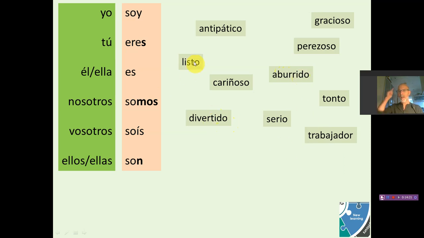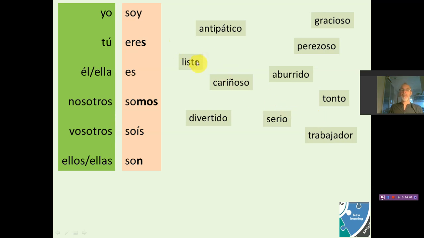Listo means clever or smart, and it can also mean ready, or are you prepared? Do you remember that from a few episodes ago? So if I said listo in that tone of voice, I'm probably asking, are you ready? To a boy, that would be. If I said lista, that would be to a girl. Okay, are you ready? Prepared? Kind of thing. But it also means clever or intelligent, listo. And that's how we're using it today.